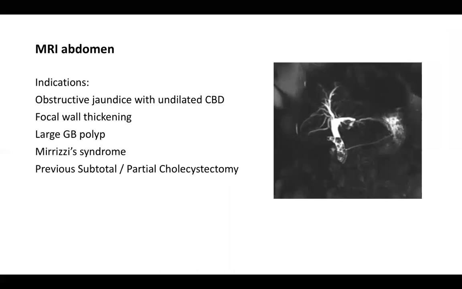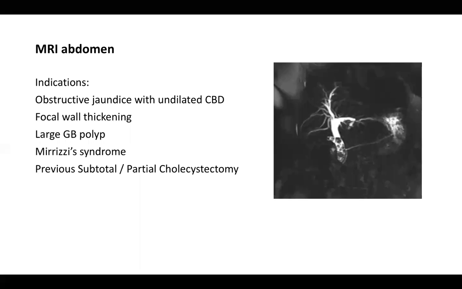The only time that I would ask for an MRCP is if the patient has a raised bilirubin with an undilated CBD, or a previous subtotal or a partial cholecystectomy. These are my only two indications for doing an MRI. Otherwise, I would prefer to do a CT scan for all of these patients.